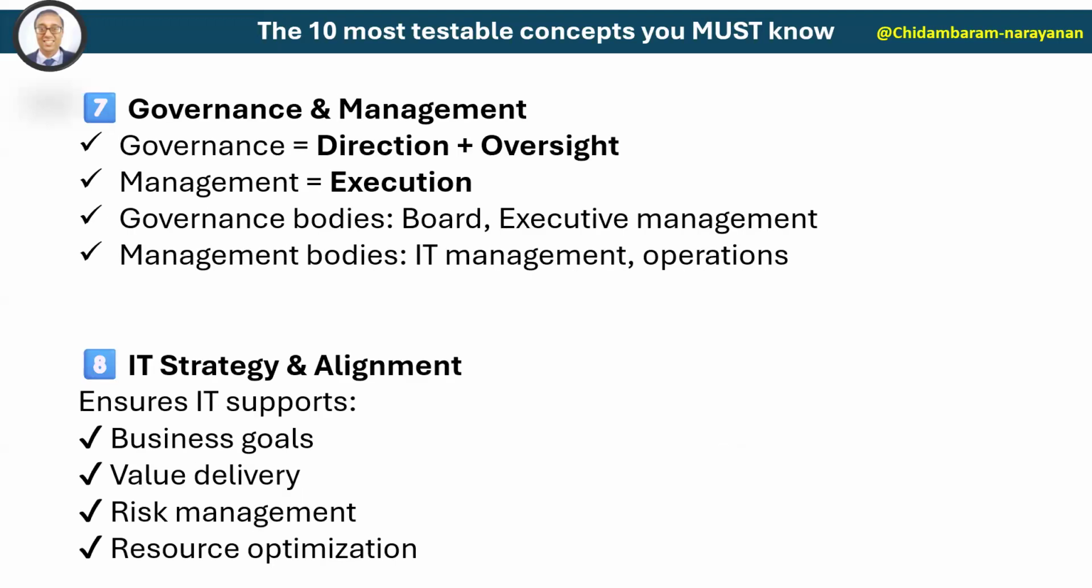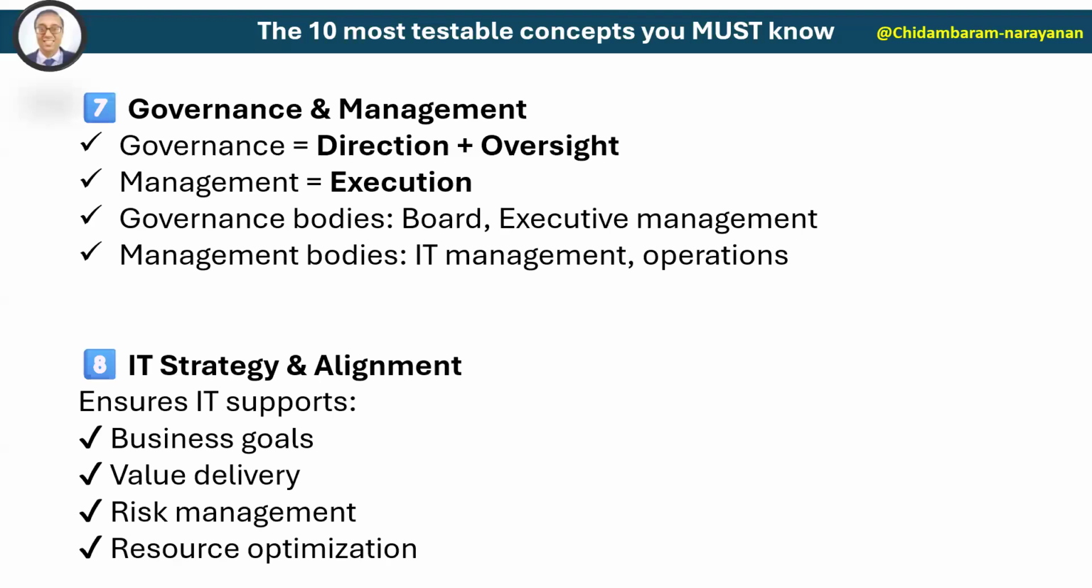Similarly, we have more concepts in terms of governance and management. When we talk about direction, oversight, and strategy, we are talking about governance. And when it comes to execution or doing some activity, it is always management. So you can identify this distinction from the keywords, what they are expecting from you.